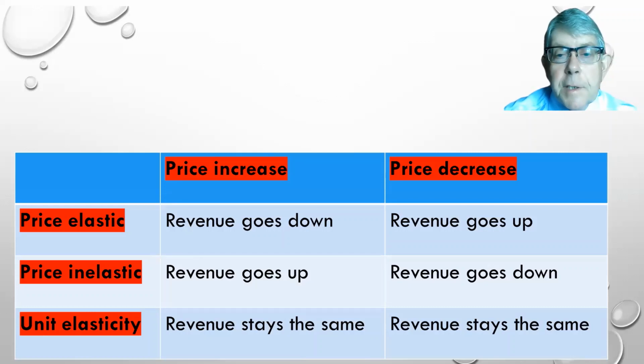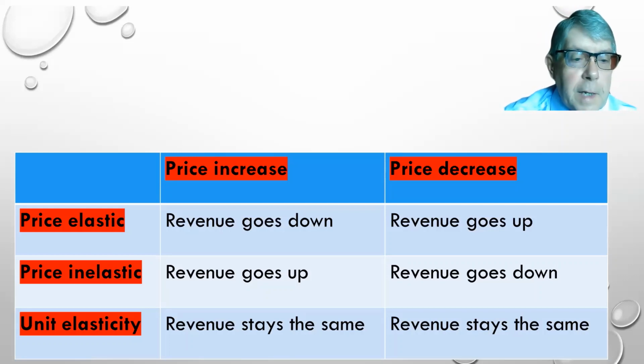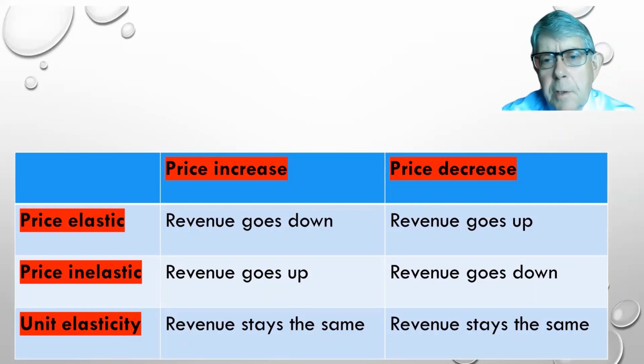If it's price elastic and price decreases, then revenue will go up. If it is price inelastic and price decreases, revenue will go down. And then finally, with unit elasticity, again, with the price decrease, revenue stays the same. Unit elasticity will be a very rare circumstance.